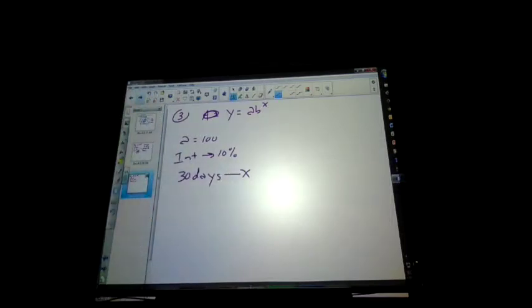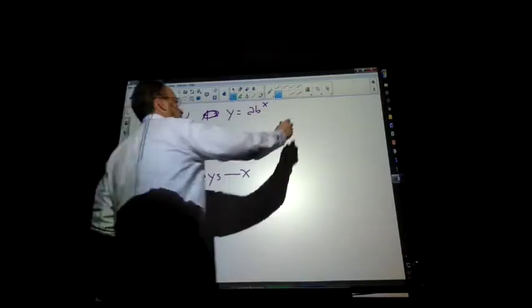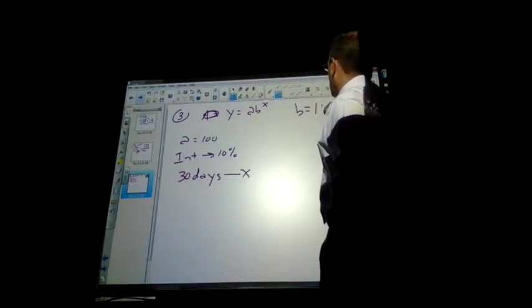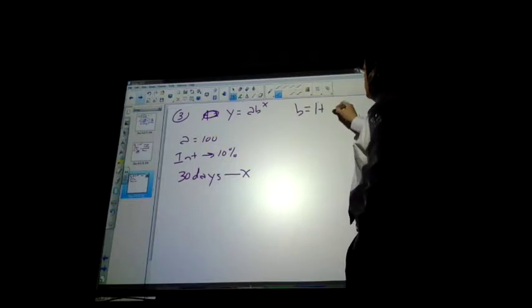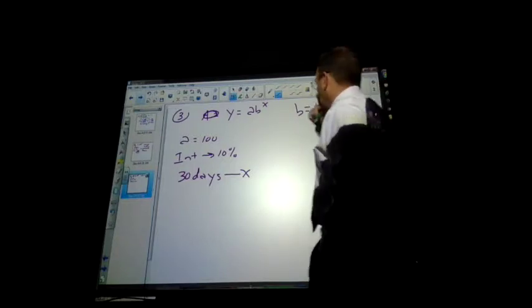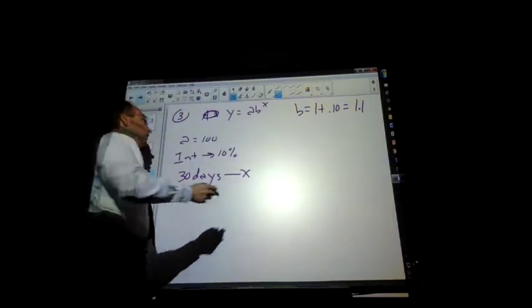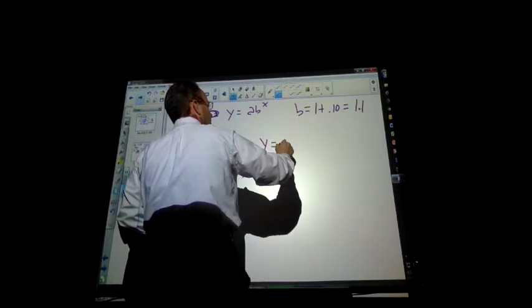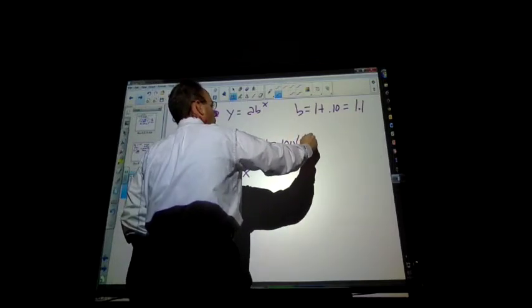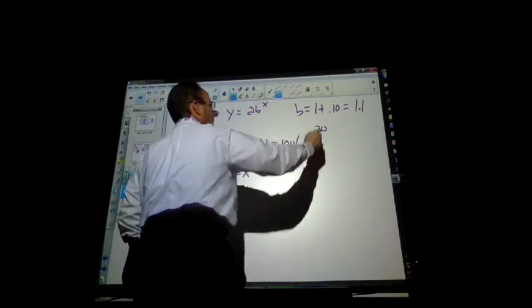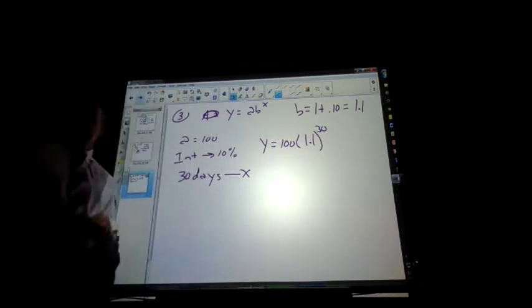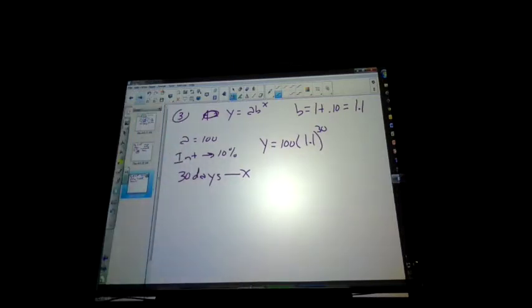Is this growth or decay? Growth, okay. So my B value is going to be 1 plus the percent as a true decimal, 0.10. So my B value is 1.1. My X value is in days. So you get Y equals 100 times 1.1 raised to the 30th power. So you're going to be a little bit more than $100.